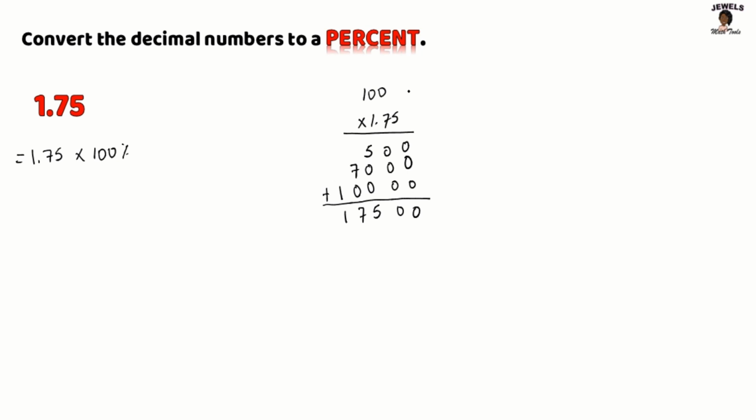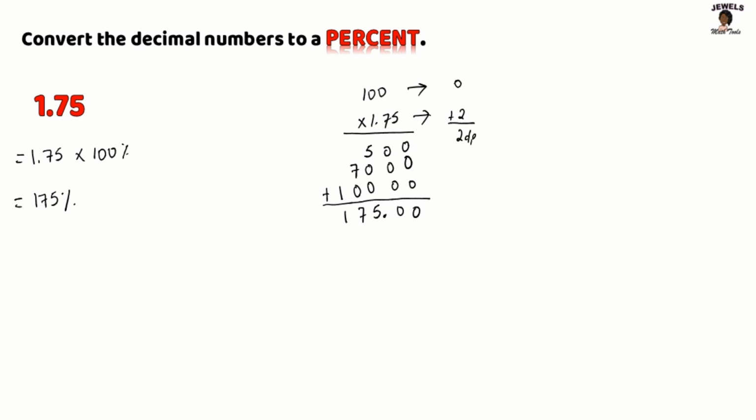So remember to count how many digits are behind your decimal point. In 100, there is 0. In 1 and 75/100ths, we have 2 digits behind the decimal point. So in our answer, we should have 2 digits behind the decimal point. So we'll count 1, 2, add in our decimal point, and my 1 and 75/100ths as a percentage is 175%.